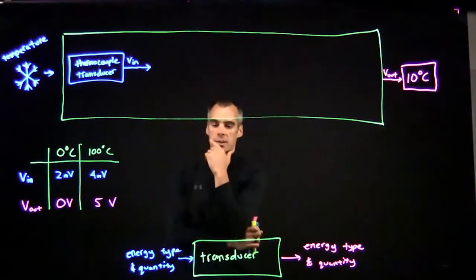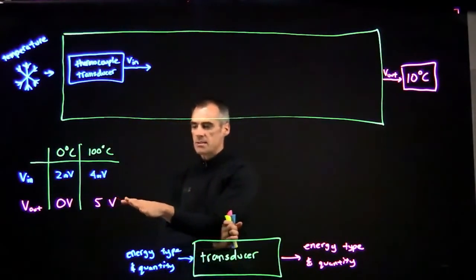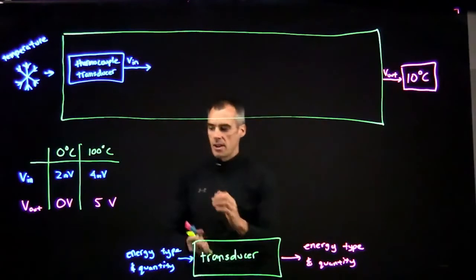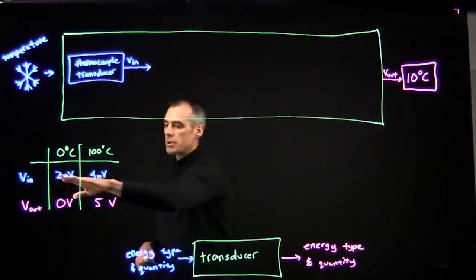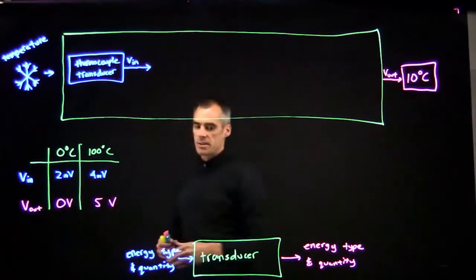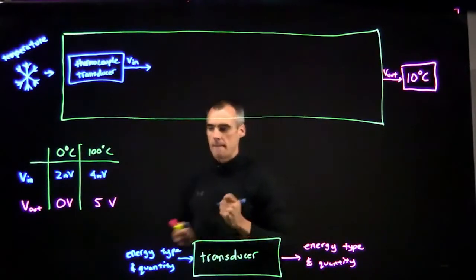And the easiest way to do that is first making a table like this and then just translating this table onto a graph, where we could assume that this V in here is our x-axis and this V out is our y-axis. So let's go ahead and draw that out.